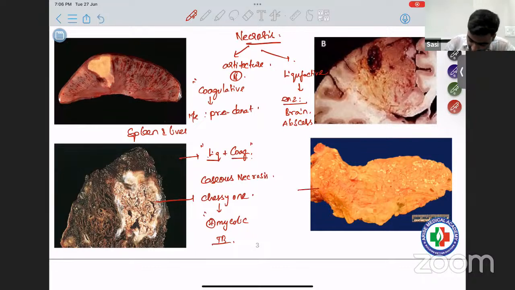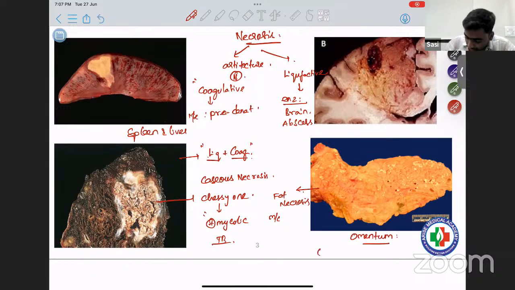Next one. If you see this image, you will be able to appreciate this small whitish calcium deposition. We know this is a fat necrosis. The most common sites for fat necrosis are high fat containing areas like the breast and the gluteal region. Whereas this image is not of a breast or gluteal region; this is of an omentum.